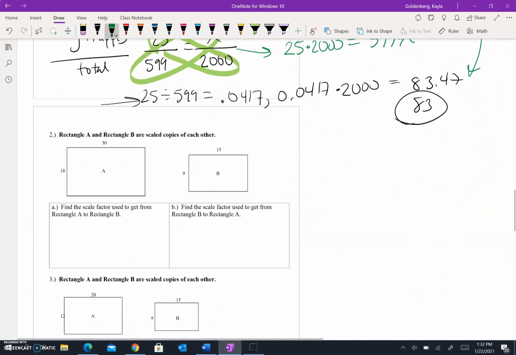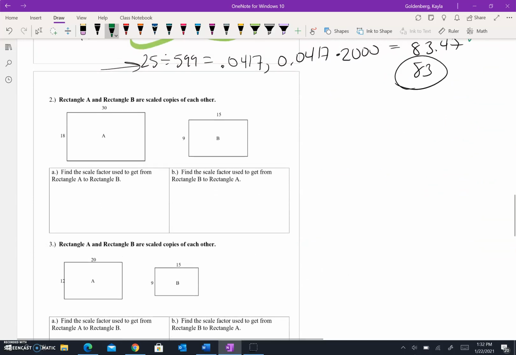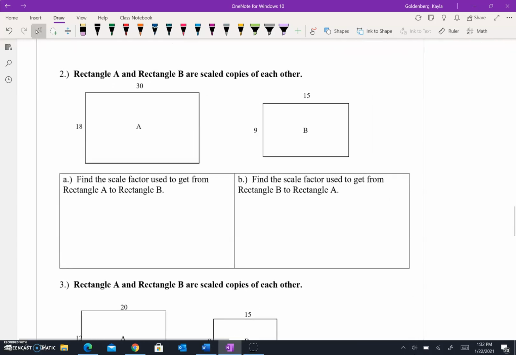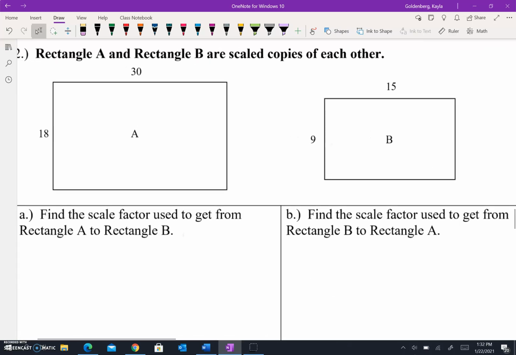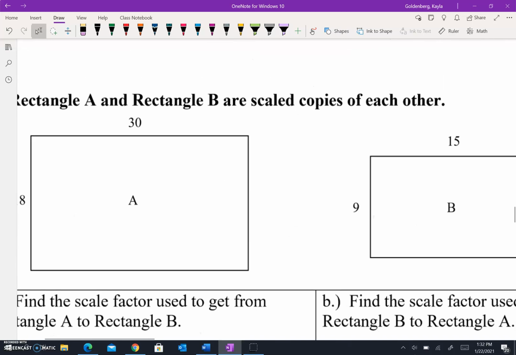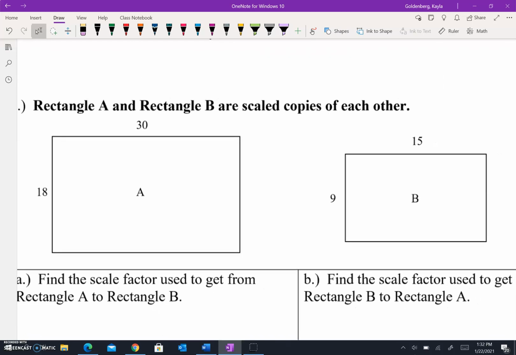Okay, continuing on to the next page, remember, always do feel free to pause if you need to as you're watching the video. We're going to look at some examples with some rectangles. So these rectangles, let's just take a look at the side. It says that they're scaled copies of each other. Let's just look at our side lengths and ignore everything else.